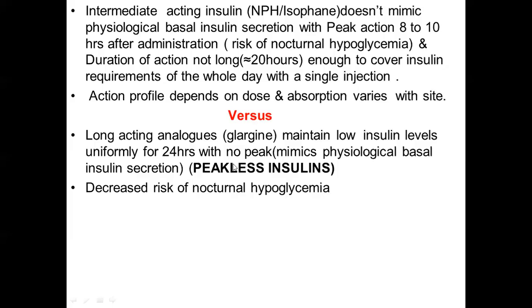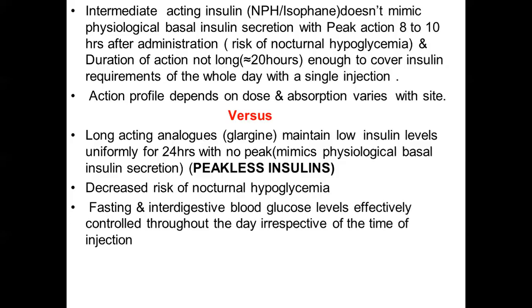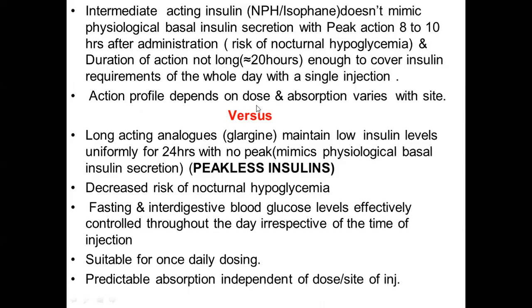And these are called the peakless insulins, and they tend to have less nocturnal hypoglycemia. The intermediate insulins, because of their late peaking, can cause nocturnal hypoglycemia. And you can see here, it is also suitable for once daily dosing, and its absorption doesn't depend on the dose, site of injection, etc.